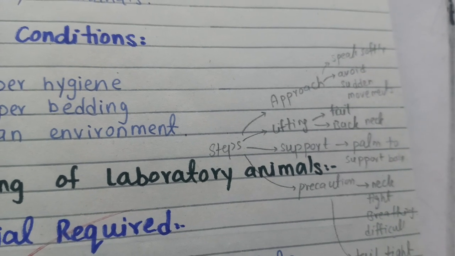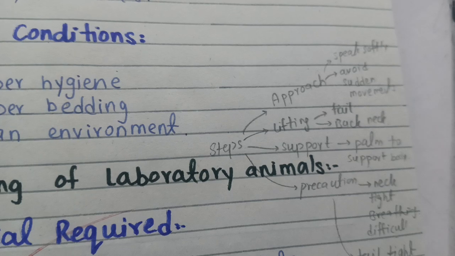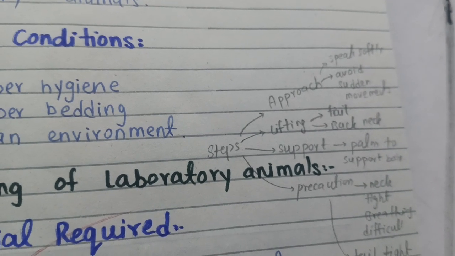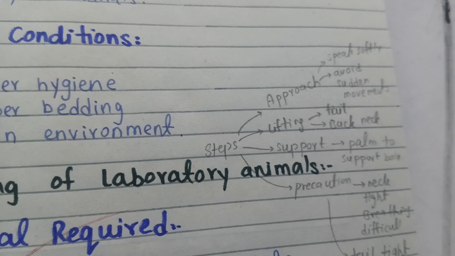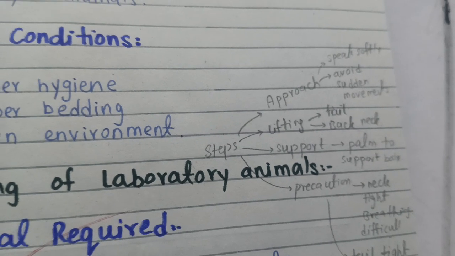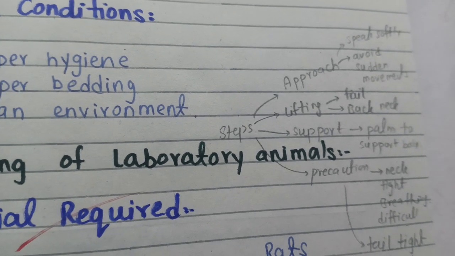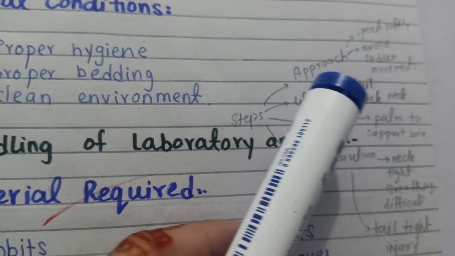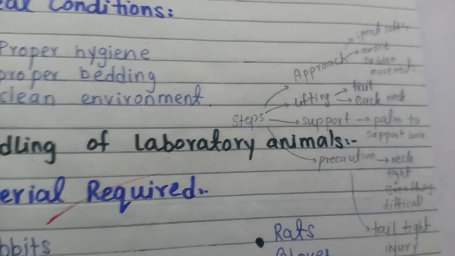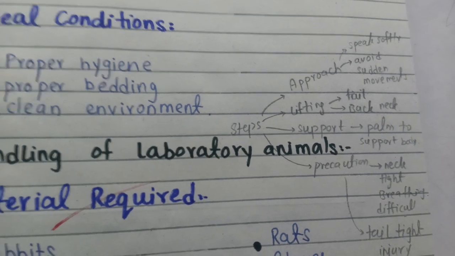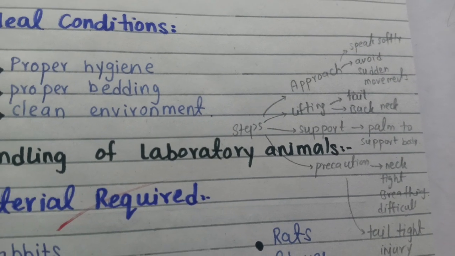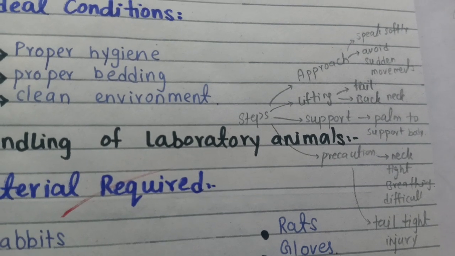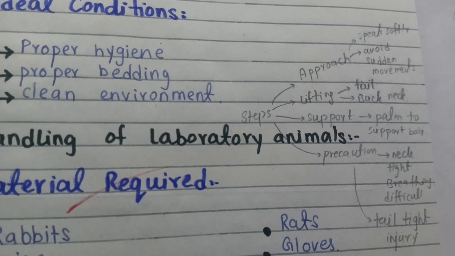The animal would be inside the cage, and when you move toward the animal, you have to speak softly. When you speak very harshly or rashly, the animal will become fearful, and its behavior will be very strange for you. And second thing, you have to avoid sudden movements. If you make sudden movements, the animal again becomes fearful of you, and it will make it even more difficult for you to do the experiment on it.